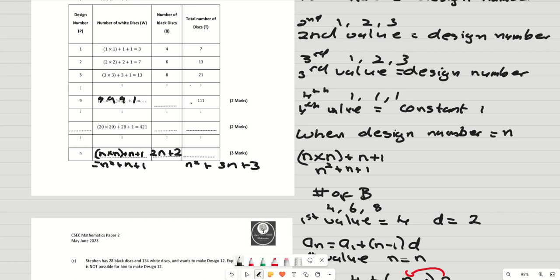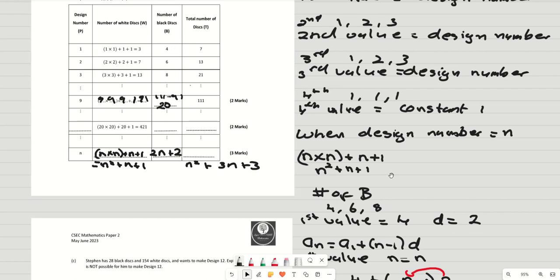So this is equal to 91. To get the black disks, we already know the total. You could have just said 111 minus 91, which is equal to 20. Because we know the total is when you add the white disks plus the black disks, it would have been 111 minus 91, which gives you 20.